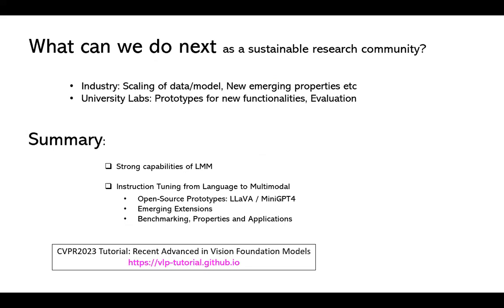So what can we do next? I would say that for industry labs with resources, please scale up and study the emerging properties. And for university labs, maybe we should consider something like a small prototype like LLaVA, to consider how we can enable new scenarios with new functionality or do some evaluation. To summarize, I showed you some of the powerful capabilities of multimodal GPT-4 and how we could possibly build a mini version of multimodal GPT-4, and some of the recent papers on top of them. I'll release this slide deck on our tutorial website. Thank you.